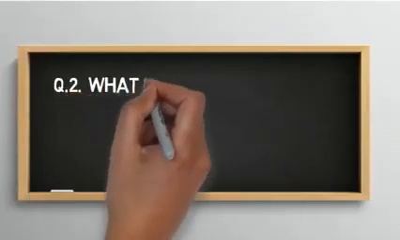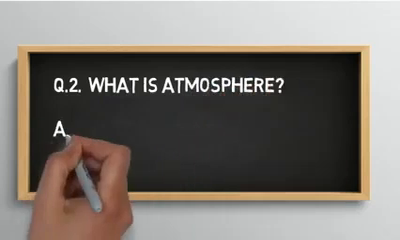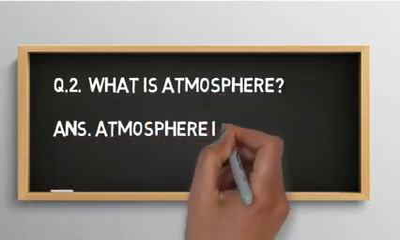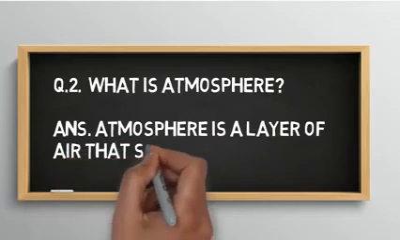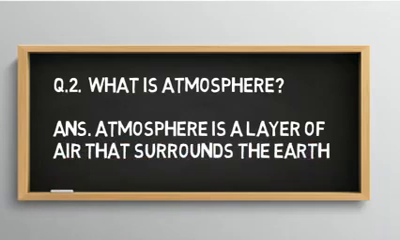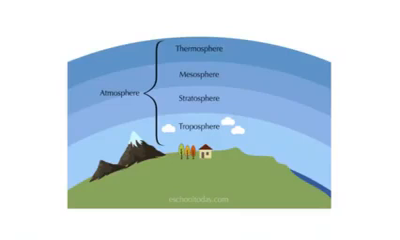Question 2. What is atmosphere? Atmosphere is a layer of air that surrounds the earth. In a previous class, we have studied about atmosphere and the various layers of atmosphere.